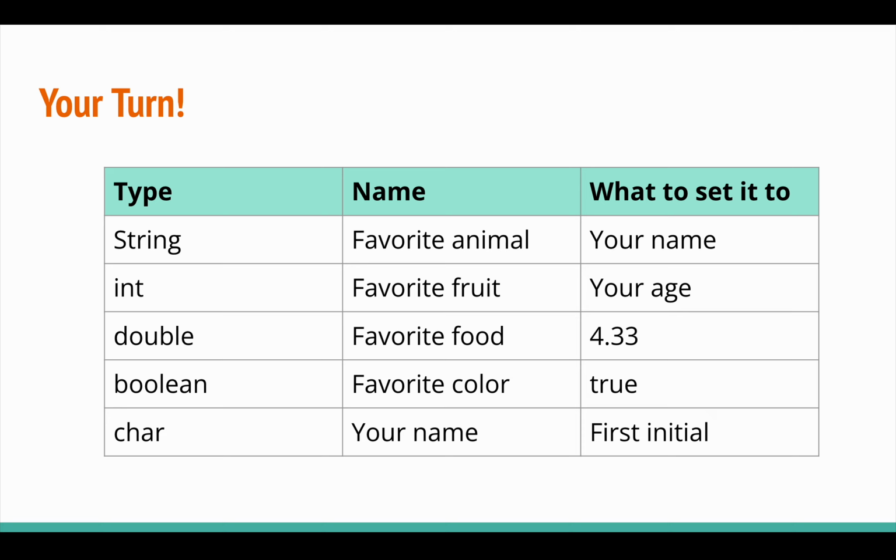And now you want to create a Boolean type variable where the variable name is your favorite color, and you want to set that to true. And lastly, you want to create a character variable type where the variable name is your name, and you want to set that to the first initial of your name. So pause this video and give it a go. And once you're done, unpause, and I'll show you some example answers.